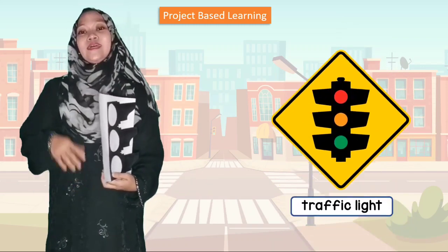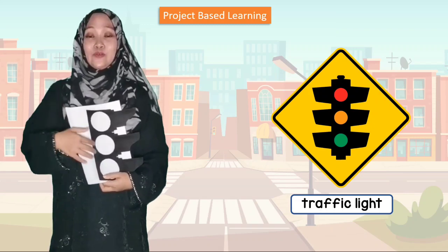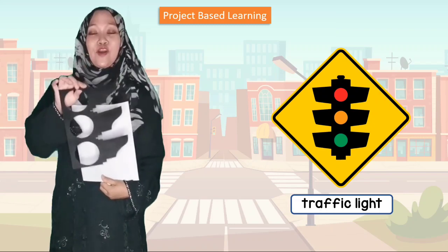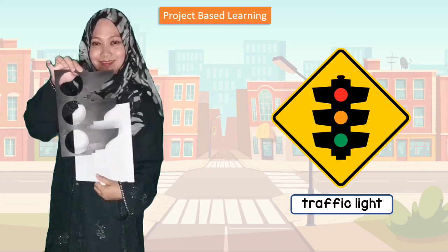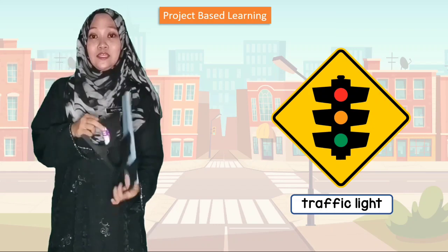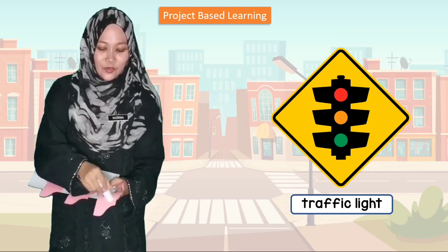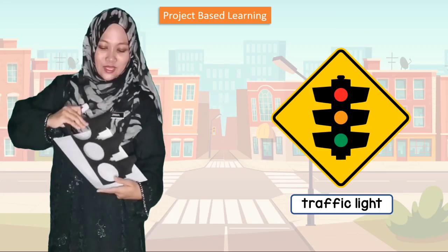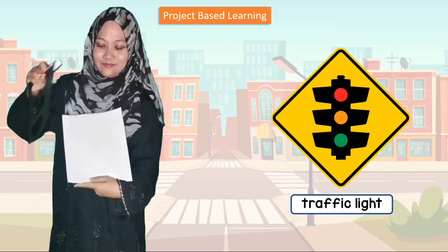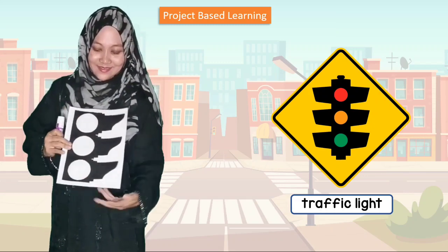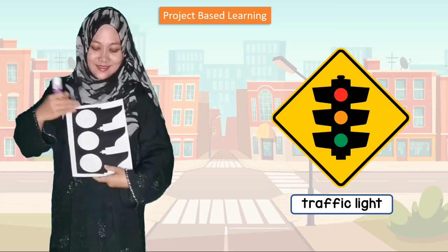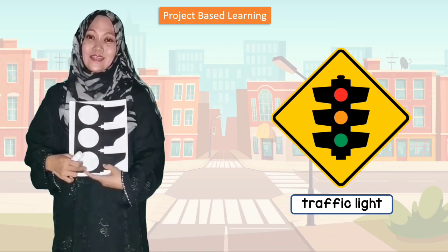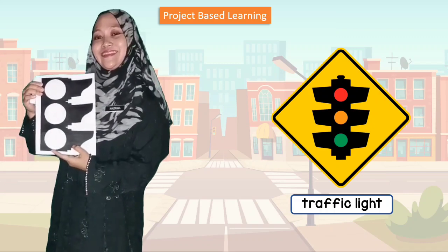Now, how about a traffic light sign? How to make a traffic light sign? Cut out a traffic light from a sheet of black card, like this one. Then, take a glue. Glue the traffic light onto a white paper, like this one. Alright. Color in the green light. Then, traffic light sign is done.